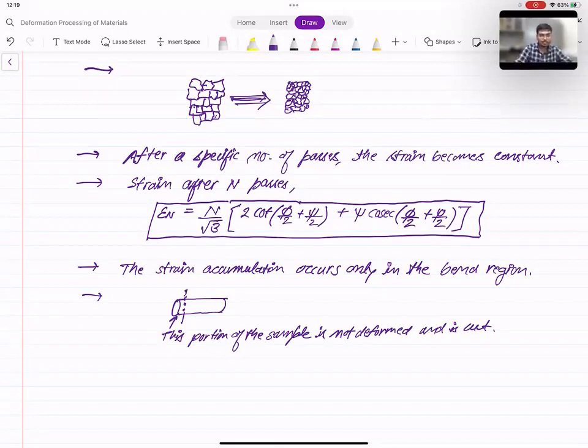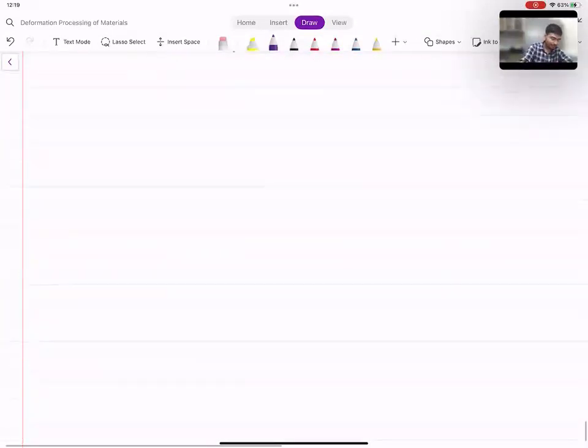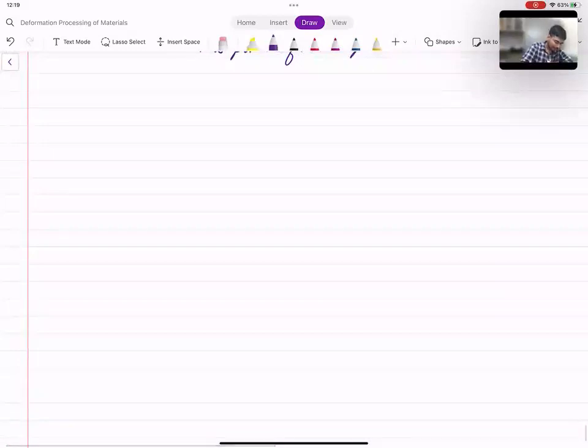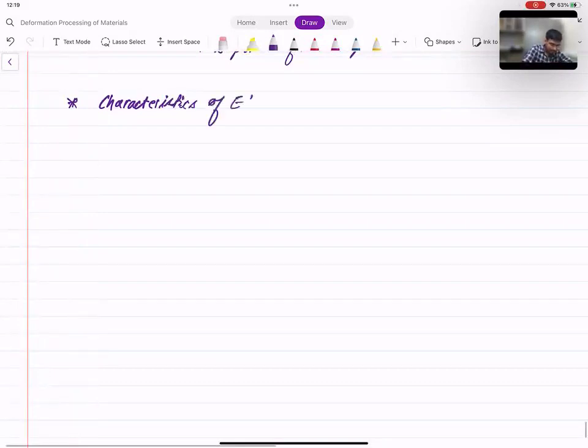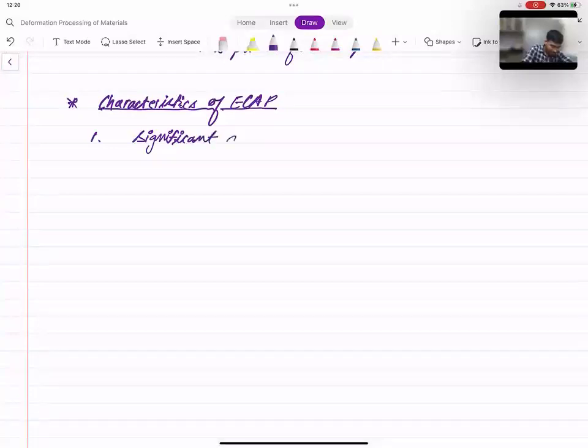So now let us see some of the characteristics of this ECAP process. So here we have seen that a very significant amount of strain is imposed on the sample.